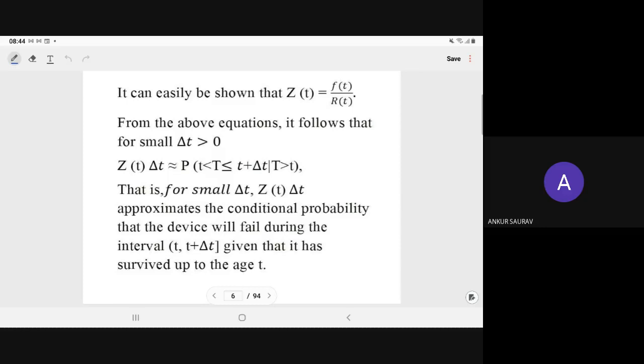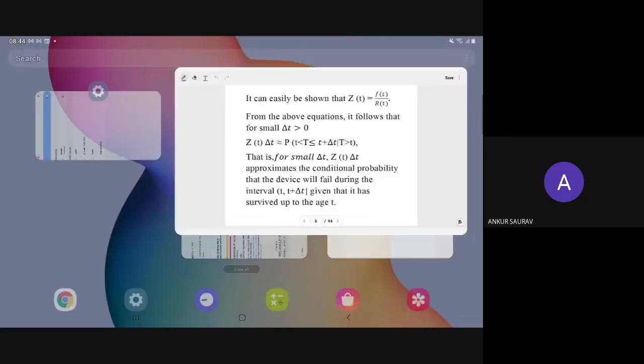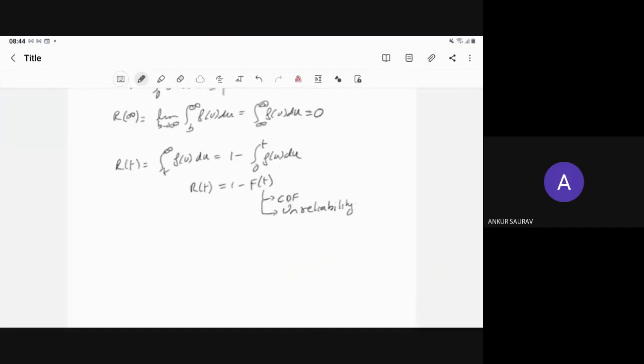It can easily be shown that z(t) is equal to f(t) upon R(t). What is f(t)? It is the PDF of the time to failure, and R(t) is the reliability of the device. So z(t) is equal to f(t) upon R(t). Now, why this definition? What is z(t)?